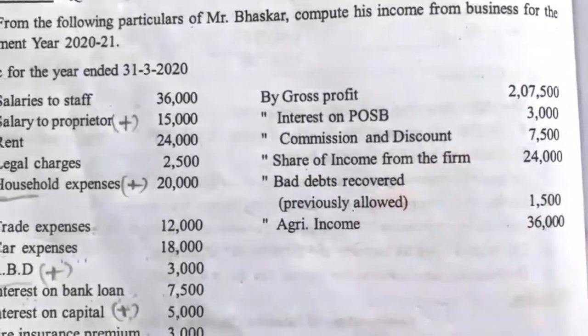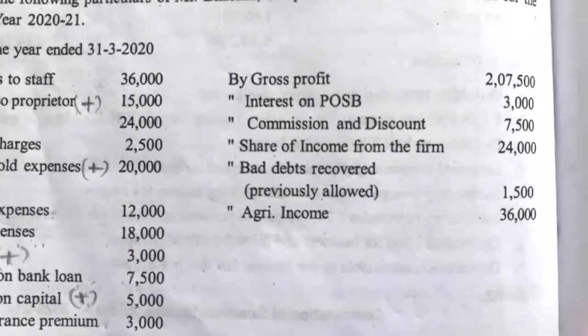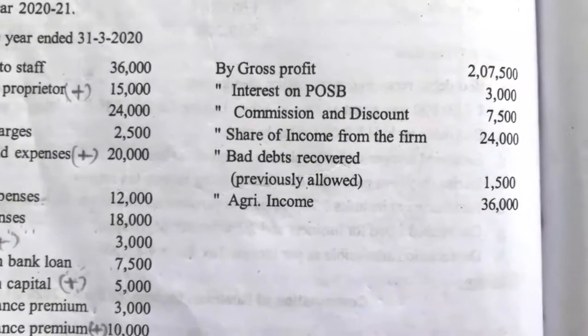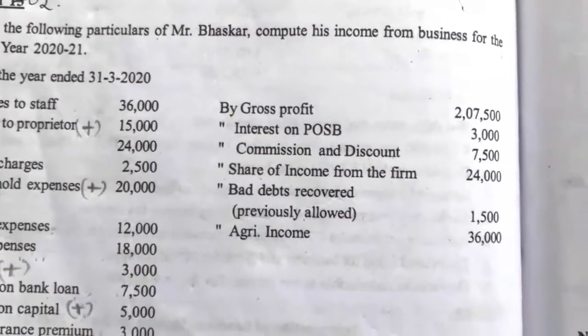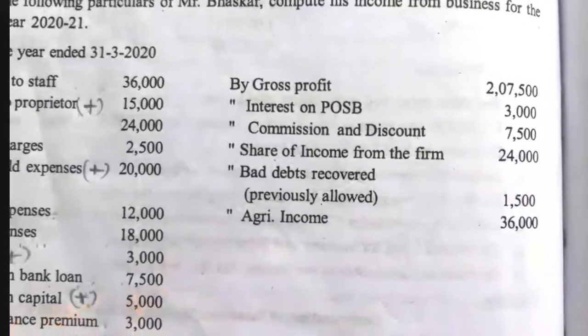Disallowed expenses are over. Next, we see the credit side of the profit and loss account. Here they have given the incomes. Now we have to see which incomes are allowed to business and which incomes are disallowed to business, which are the business related income and which are not business related income. So we'll see one by one.